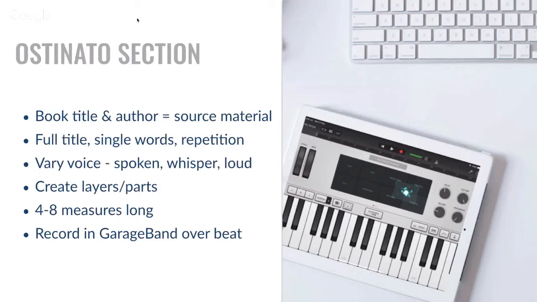So just briefly with this ostinato section, the book title and the author is a great place to start as source material for this ostinato. So I chose There's a Wocket in My Pocket, and I actually started off just using the words wocket and pocket, and that was it. And I just said them rhythmically, and this was one of my tracks in GarageBand. So it's just wocket, pocket, wocket, pocket.